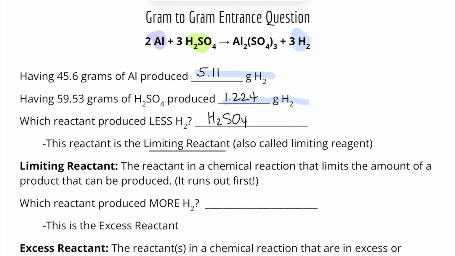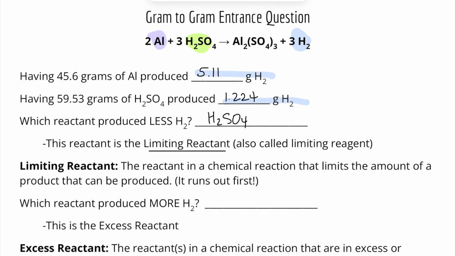We're not going to actually discuss using that term reagent, but you might see that if you are looking for help elsewhere. And again, our formal definition for limiting reactant: it is the reactant, again, our reactants are on the left, in the reaction that limits the amount of product that can be produced. So we could only make 1.224 grams of hydrogen because then we are going to run out of one of our reactants and our reaction is going to have to stop.